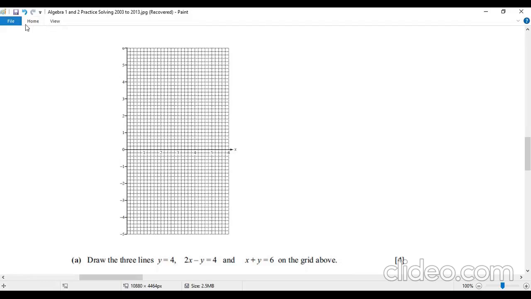Now in this question, it says draw three lines. y equals 4, so I will take benefit of this line. That means y is going to be equal to 4, something like this. Okay, this is the first line. Now we have to make both of them y equals to something. The second equation is 2x minus y equals 4. That means minus y equals minus 2x plus 4.